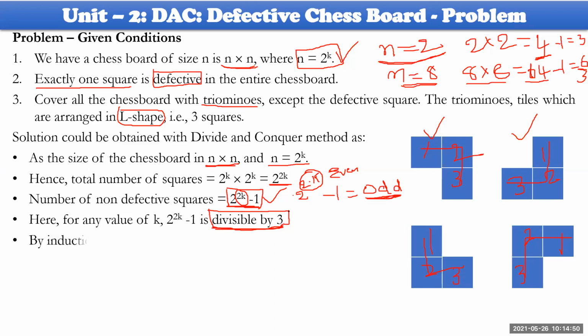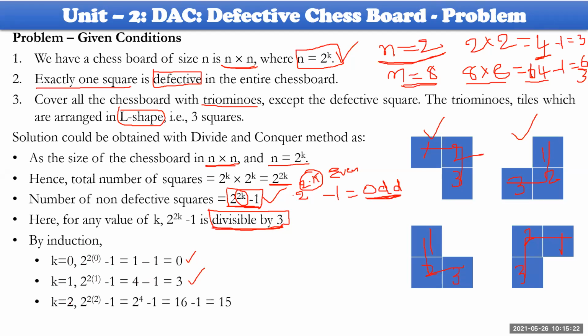Let us take this one here by induction, whether this could be done or not. k equal to 0: 2 power 2 into 0 minus 1, that is 1 minus 1, that is 0. 0 could be divisible by any number, there is no problem. And k equal to 1: 2 into 1, that is 4 minus 1, equal to 3. Yes, it is divisible by 3.